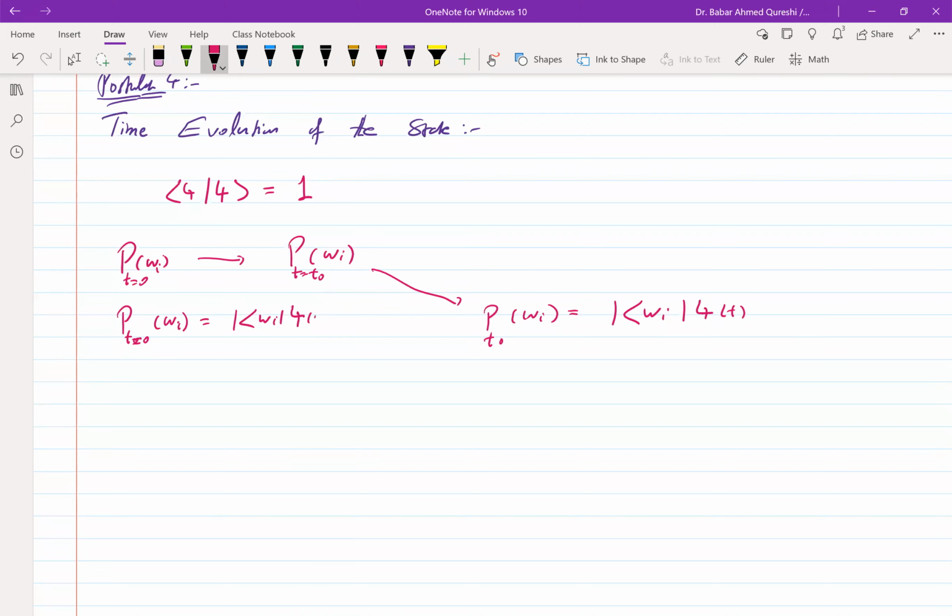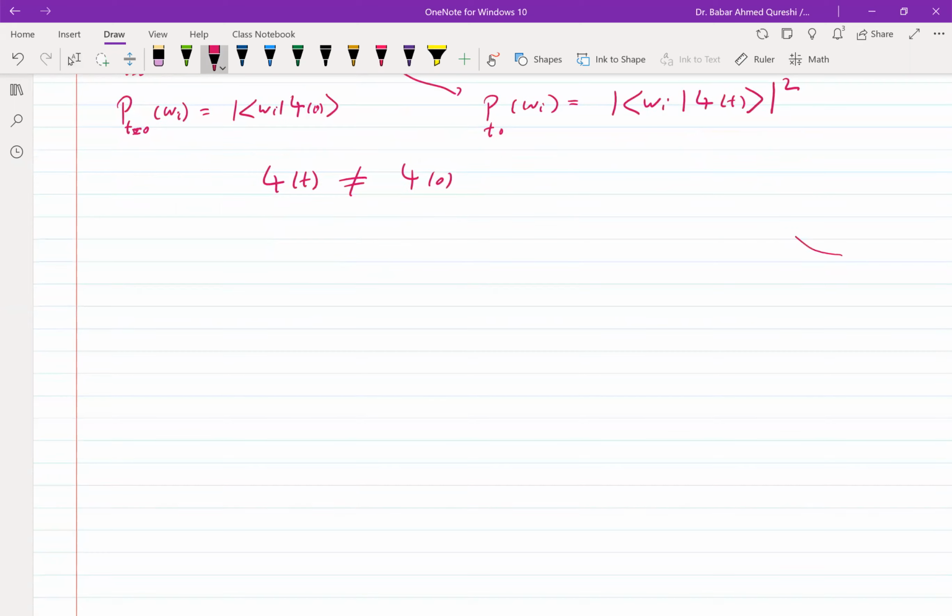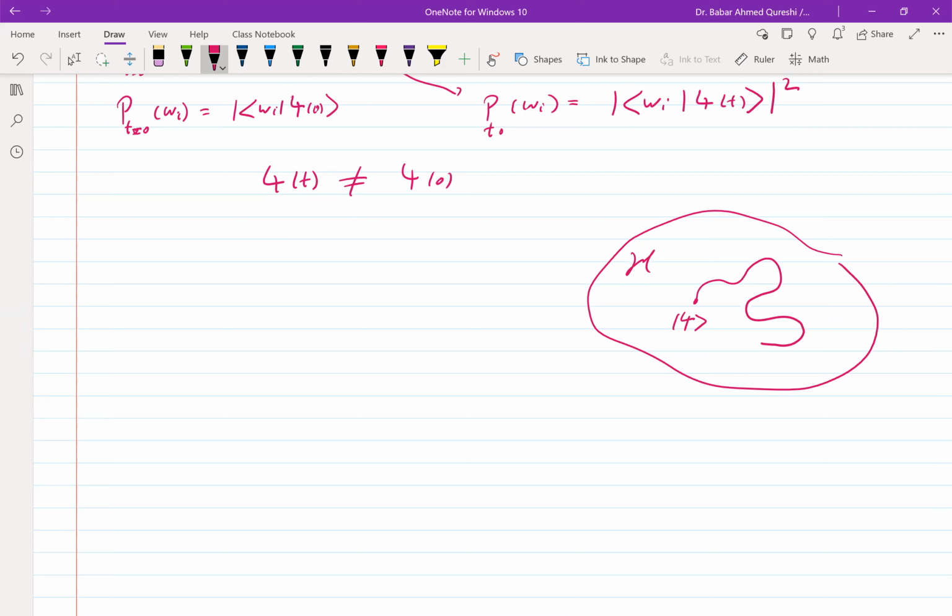So before you had psi of 0, now you have psi of t, and psi of t is not equal to psi of 0. So this scalar product would be different, and you will get different probabilities at a later time. So it makes quite perfect sense. This is your Hilbert space. You're starting from some psi, and the changes in the system you describe by how the state vector of the system changes. So it moves around in the Hilbert space.